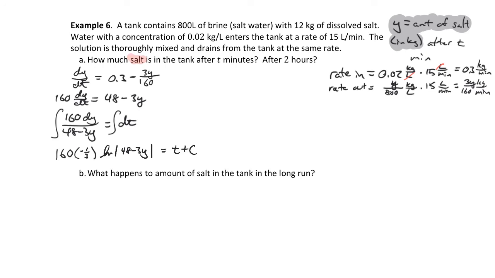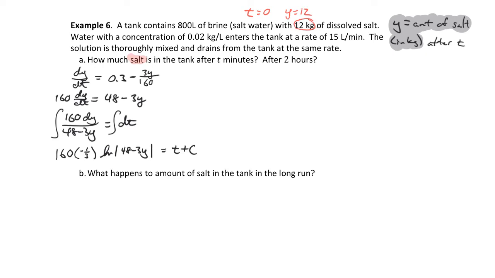Okay. At this point, I'm going to go ahead and solve for c. I need some extra piece of information here, though. We'll go up here and we'll notice that at the beginning, there were 12 kilograms of salt in the tank. So at the beginning, that means t equals 0, y will be equal to 12. We'll go ahead and substitute in those values.